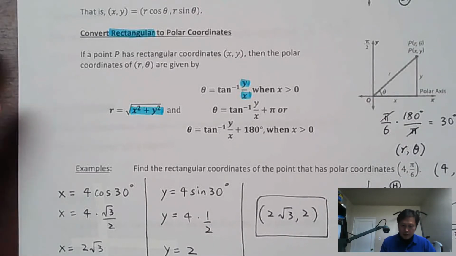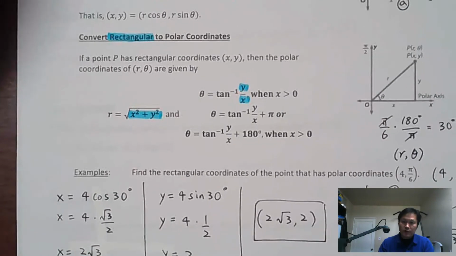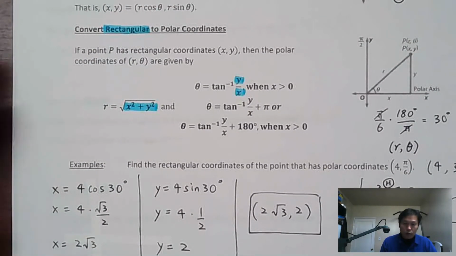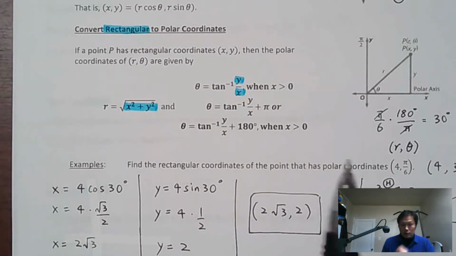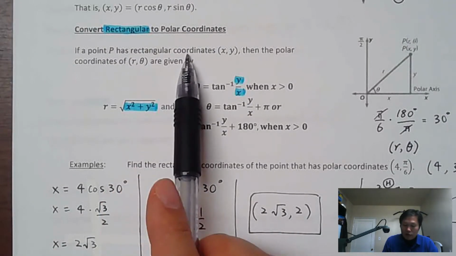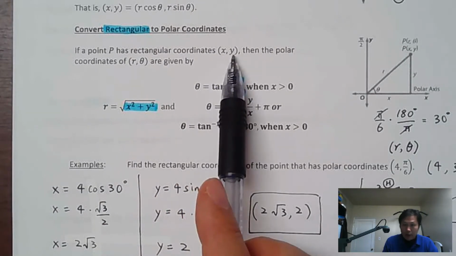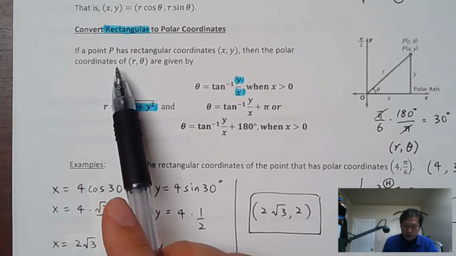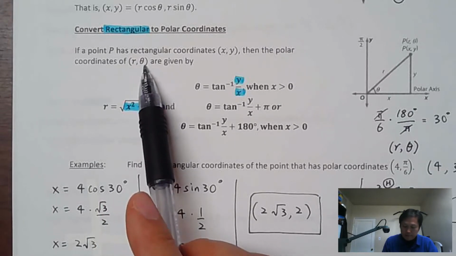Hi everyone. So I'm continuing from the previous lesson. In this one we will learn how to convert rectangular to polar coordinates. So given a rectangular coordinate, which is x comma y, you are supposed to get the polar coordinate, which is r comma theta.